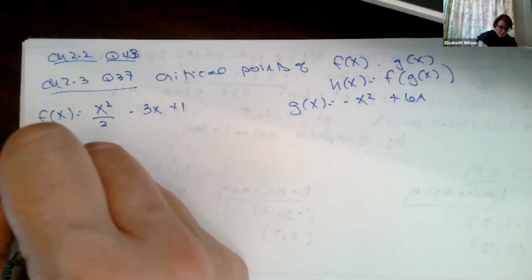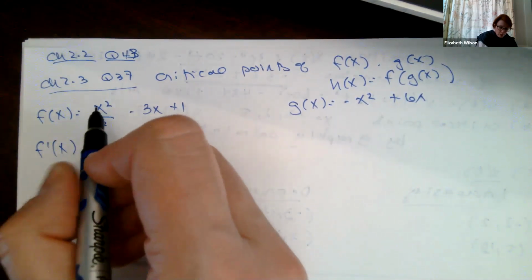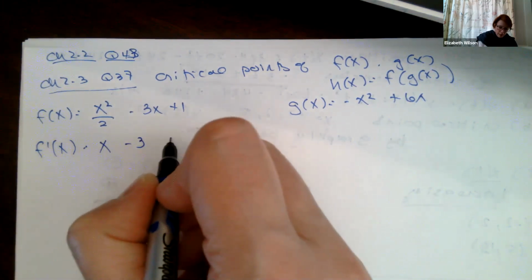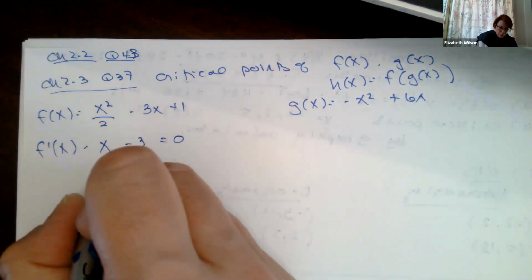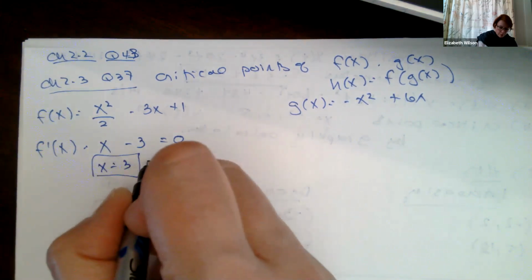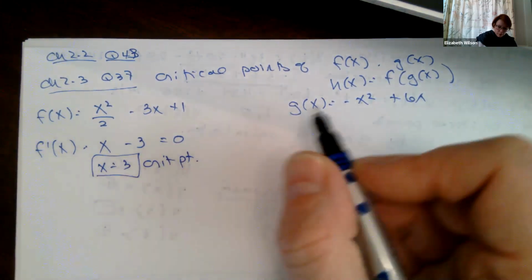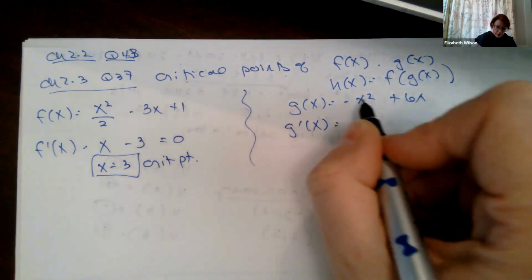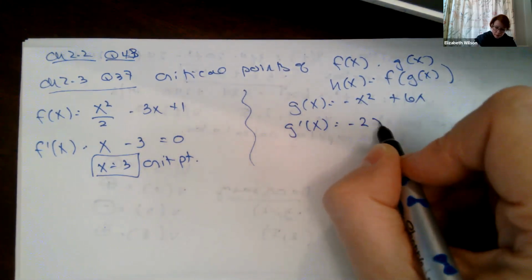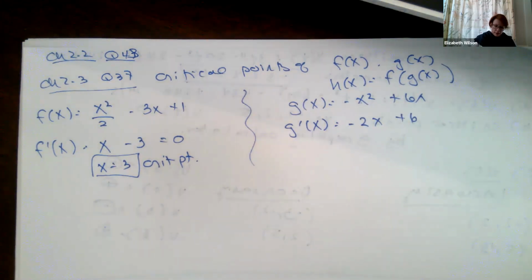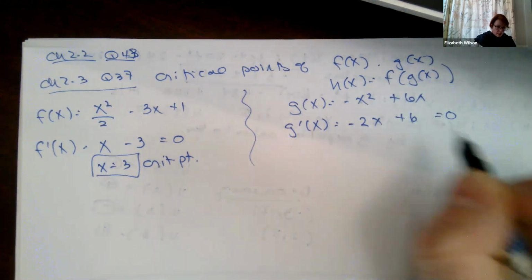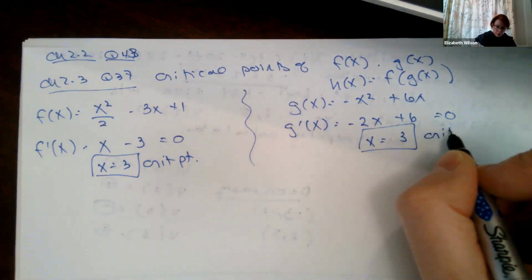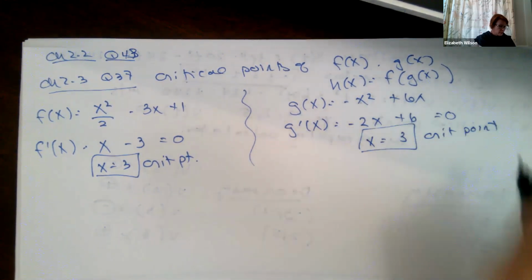So my derivative here is going to be 2 times 1/2, right, minus 3. I set that equal to 0. x equals 3 is a critical point. Here I'm going to do the same thing. So g prime, I take the derivative, I'm going to get minus 2 times x plus 6, right? And I set that equal to 0. And I solve, x equals 3 is a critical point.